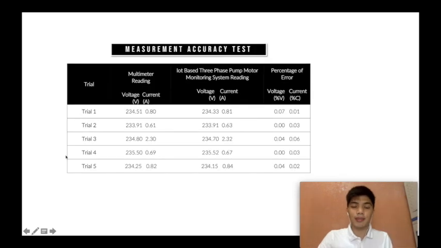The next test is the measurement accuracy test. It is a test to determine whether our power meters are measuring accurately. So we compared it to the readings of a multimeter with known accuracy, and these are the readings of the multimeter, and these are the readings of our power meter. So we computed the percentage error, and as you can see, the values 0.07, 0.01 are small values, and with those values we can say that our power meters are accurate.